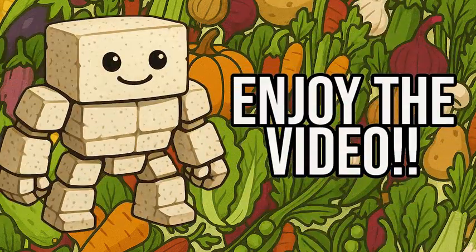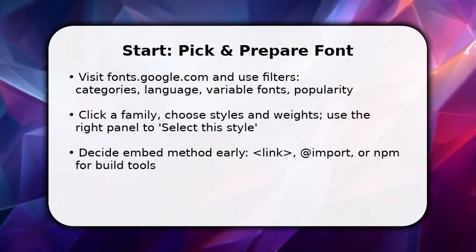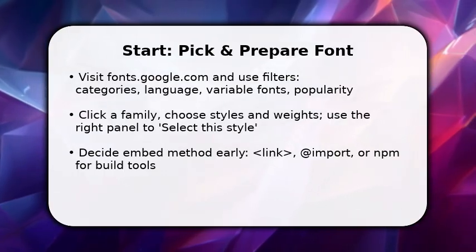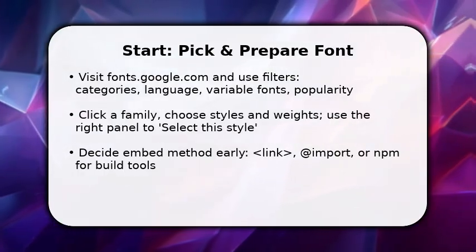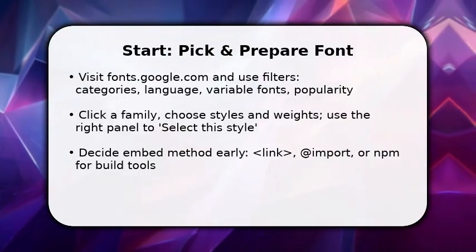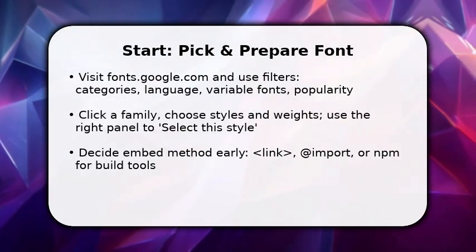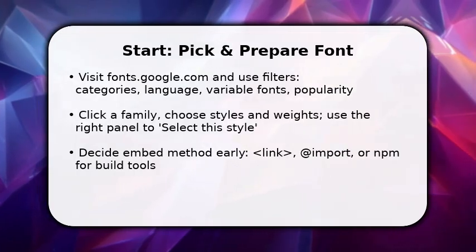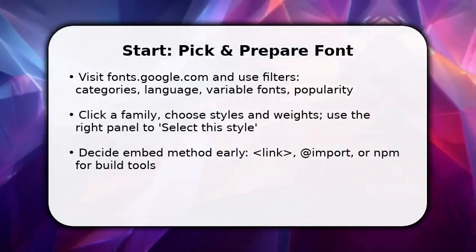Please enjoy the video. You open fonts.google.com and immediately filter for category and language so you only see usable families. Once you spot a candidate, select the family and pick the exact weights or variable axes you need. This reduces payload and speeds rendering.